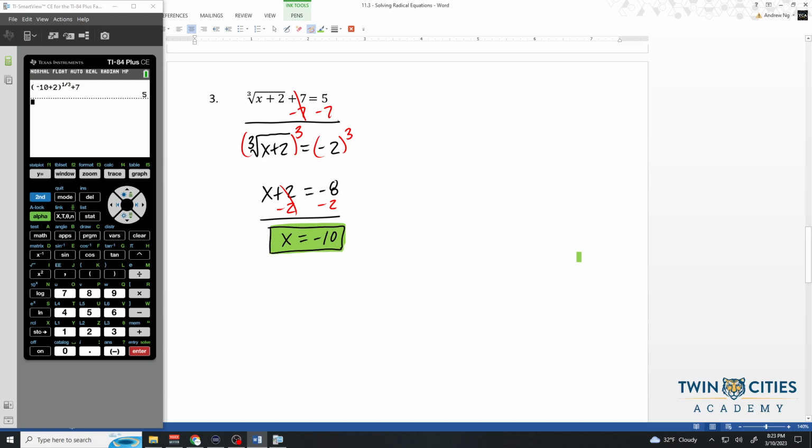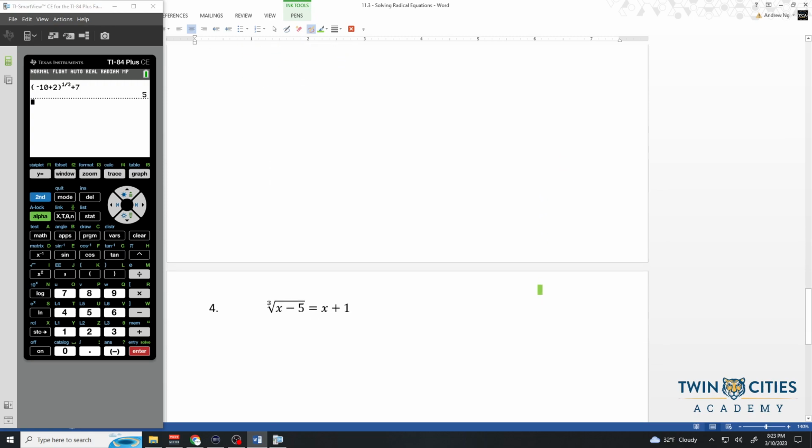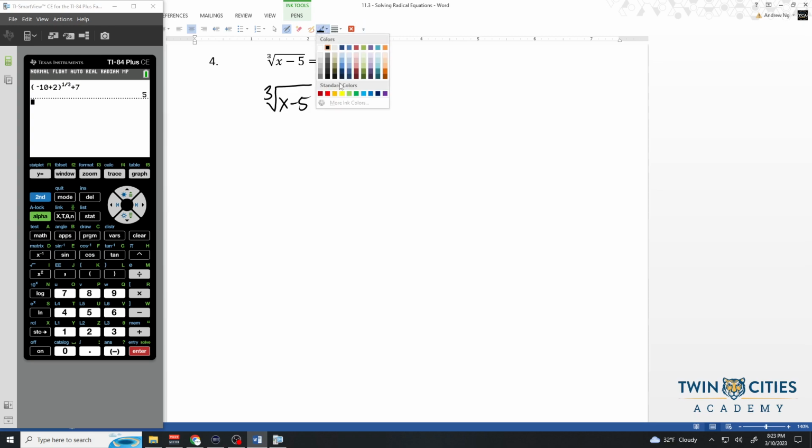All right, let's do one last problem. Here I've got the cube root of x minus 5 equals x plus 1. So this is actually already isolated for us. This is great. So that means I just need to bring both sides to the power of 3. Let's rewrite this. Cube root of x minus 5 is equal to x plus 1. And what I'm going to do, bring both sides to the power of 3.